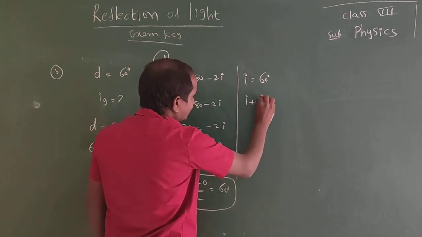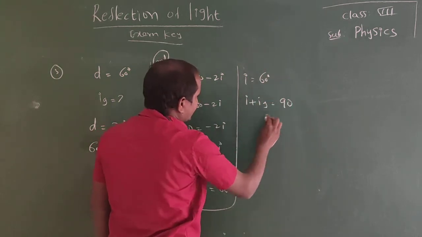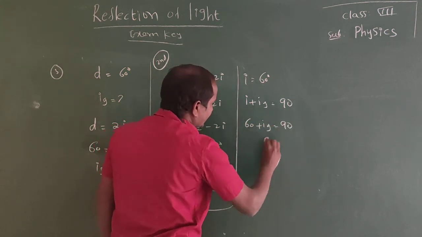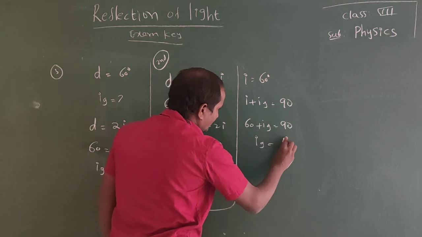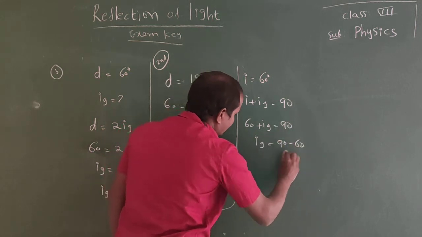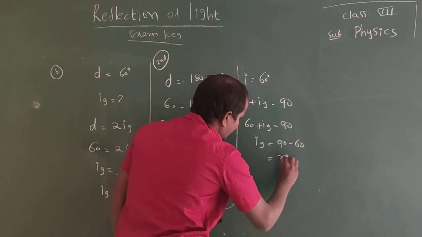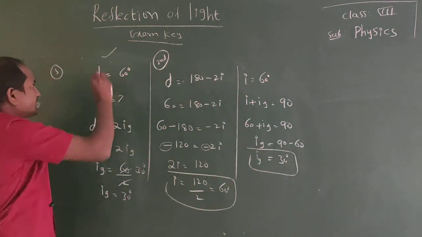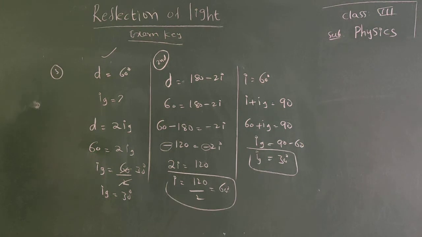So i plus the glancing angle is equal to 90. So here 60 plus the glancing angle is equal to 90. Therefore the glancing angle is equal to 90 minus 60, that equals 30 degrees. It is the second method. I think the first one is easy, a time-saving process.